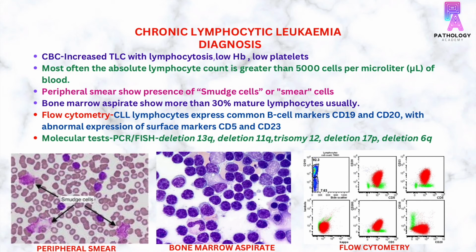On flow cytometry, the CLL lymphocytes express common B-cell markers like CD19 and CD20 with abnormal expression of surface markers CD5 and CD23. Molecular tests like PCR or FISH can be done for detection of cytogenetic abnormalities like deletion 13q, deletion 11q, trisomy 12, deletion 17p, deletion 6q, etc.